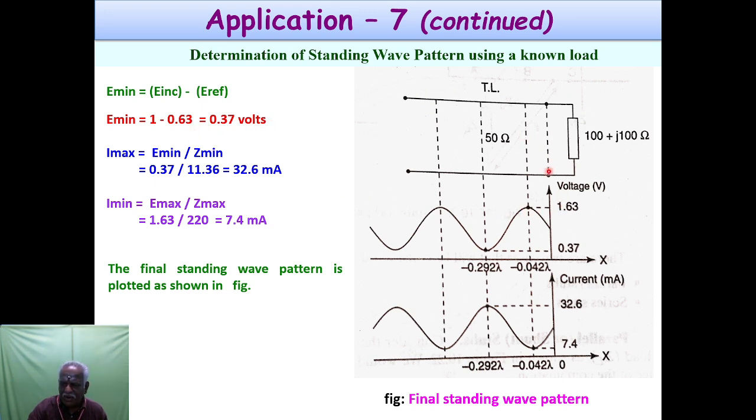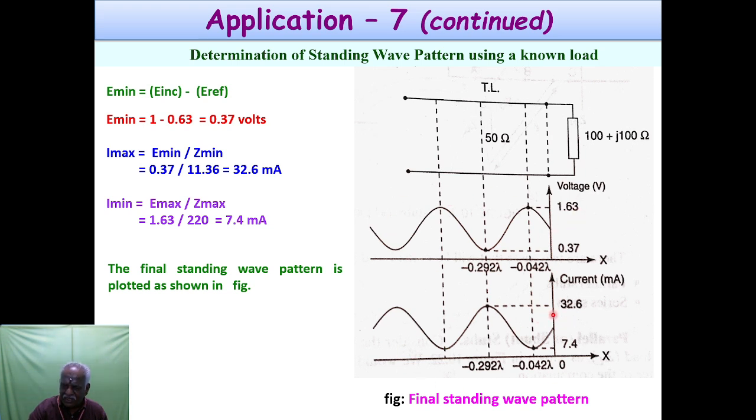This is the given problem. The load value is 100 plus j100 ohms. The characteristic impedance of the transmission line is 50 ohms. This is the source end. It is not marked, therefore the standing wave pattern is extrapolated here. Right. So this is the standing wave pattern. This is the voltage standing wave pattern.